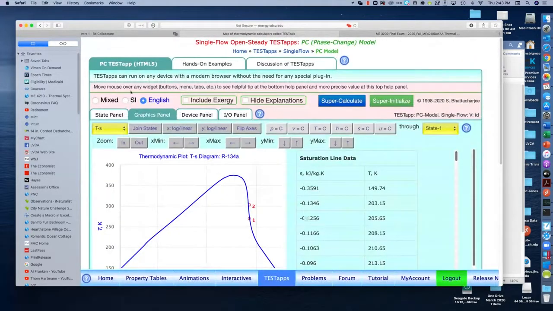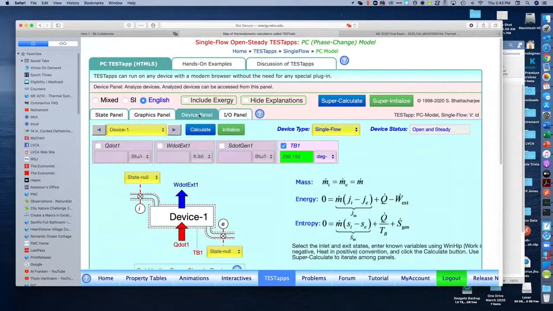So again, we go back to our software, and if we wanted to determine what the work was in that first isentropic step, we could go to the device panel. We could set up the incoming state was state 1. We could say the outgoing state was state 2. We could say that there was no heat transfer, and we would find that the work on a rate basis would be equal to this. Negative implies that it's work going into the compressor.